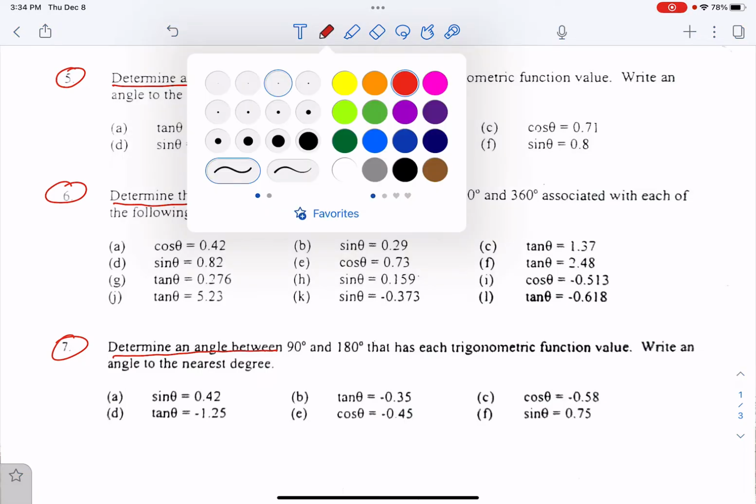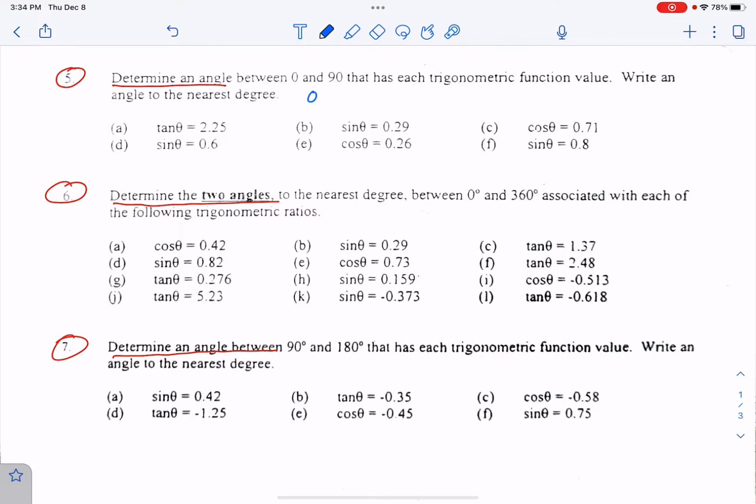And with this one, they want to make sure that whatever answer you give them is only between 0 and 90 degrees. In other words, if we're thinking about the Cartesian plane, we're only thinking about quadrant 1 there, right?